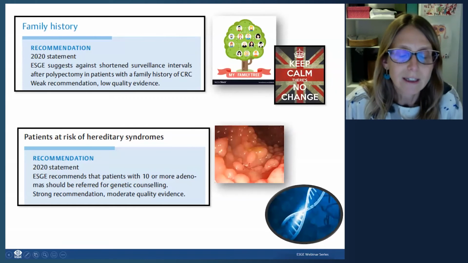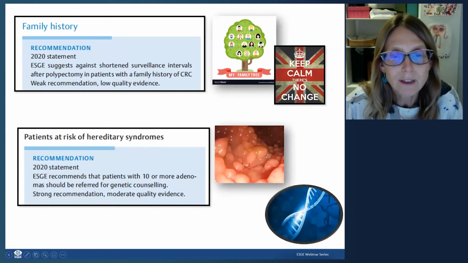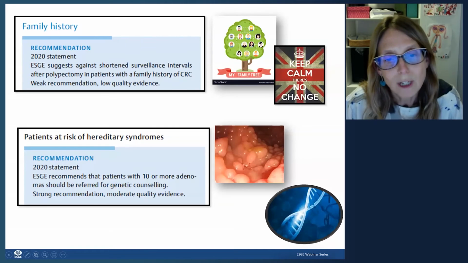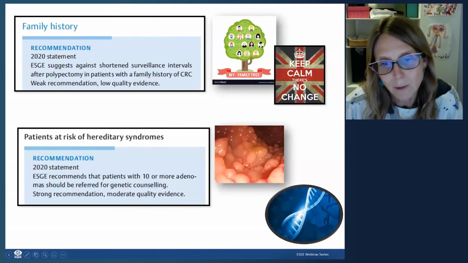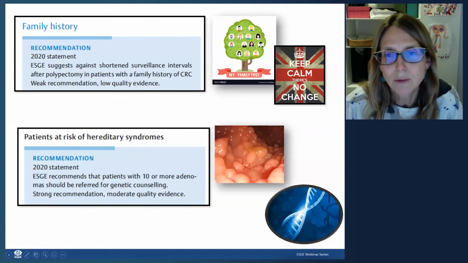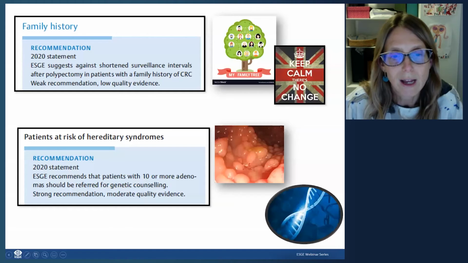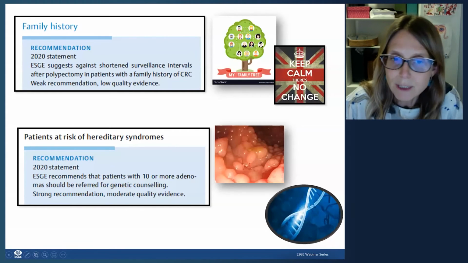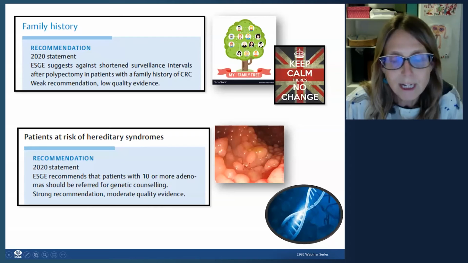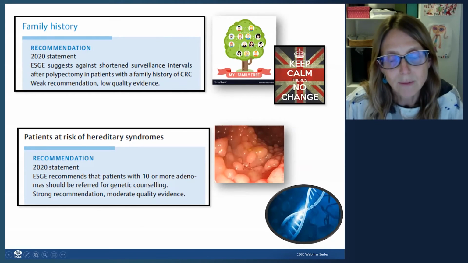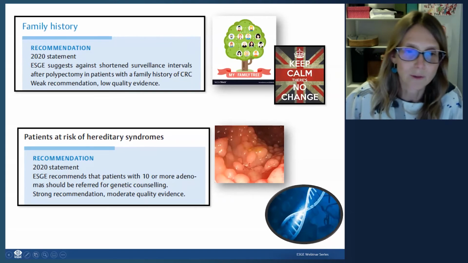But on the other hand, if the patient presents with 10 or more adenomas, cumulative or only in one colonoscopy, then it is important to send this patient to genetic counseling, or at least to a specific follow-up to see what happens in the first colonoscopy afterwards, because he can have a polyposis syndrome and he needs a specific surveillance.